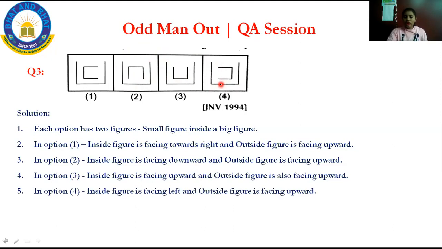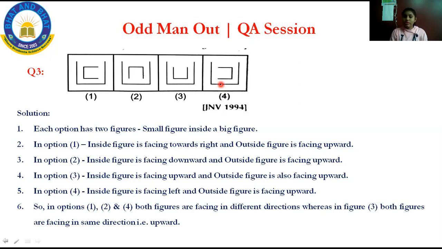In all the options, what is the option? In options 1, 2 and 4, both the inner design and the outer design are in different directions. See the first one: the outer design is facing up and the inner design is facing towards the right.